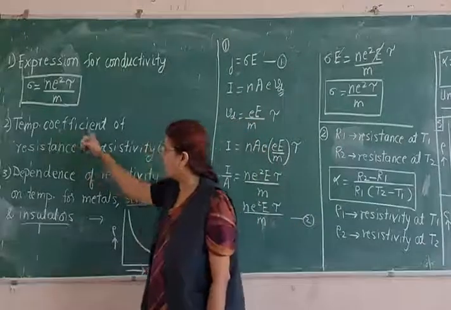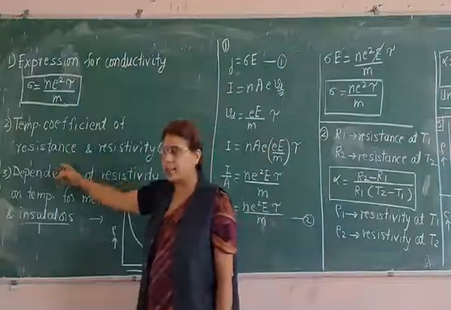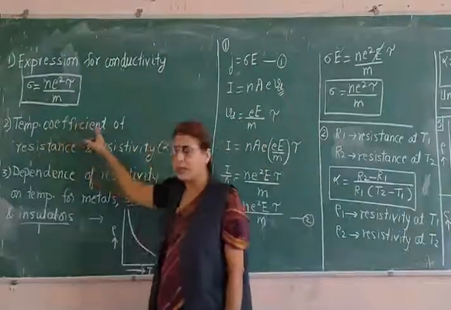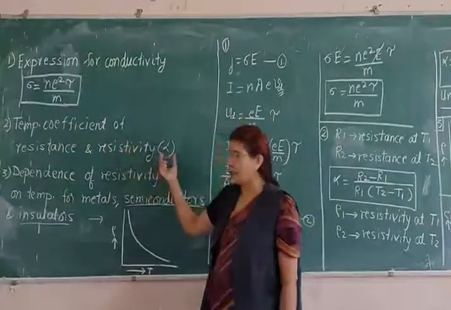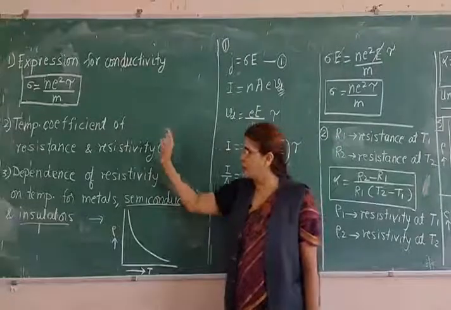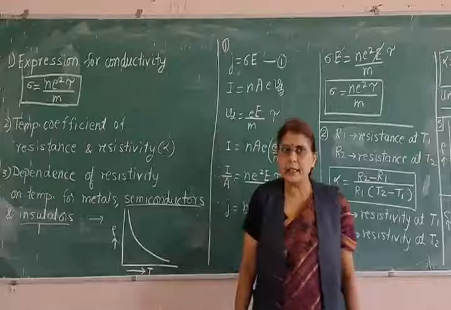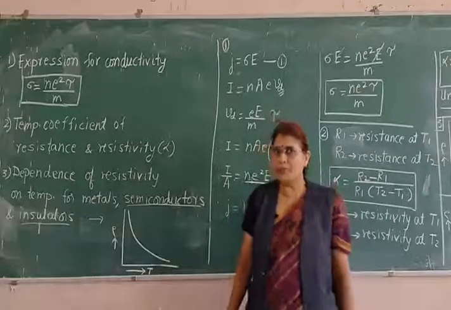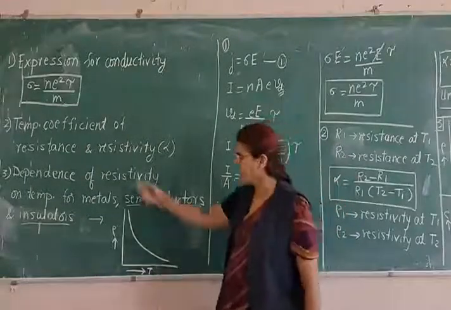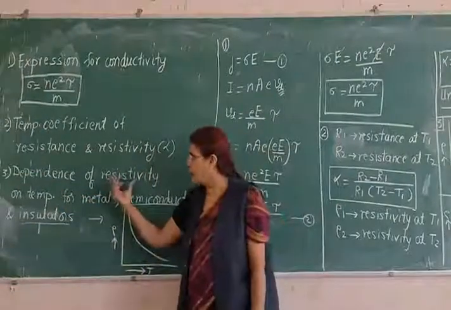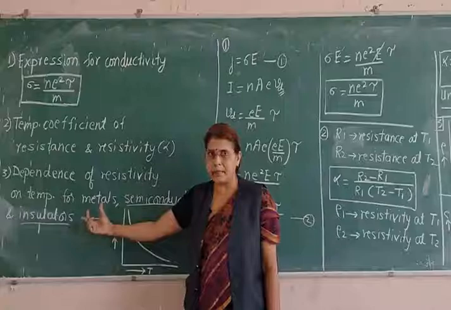The second point which I want to teach today is we shall define two coefficients. One is the temperature coefficient of resistance denoted by the letter alpha, another is the temperature coefficient of resistivity, again denoted by the letter alpha. Because resistance and resistivity depend on temperature, there is a need to define two coefficients for a conductor.